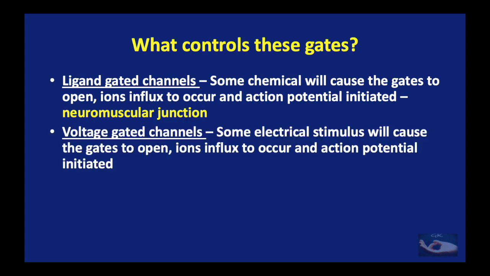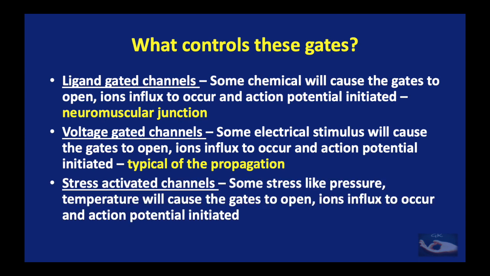Some gated channels are controlled by the electrical stimulus which causes the gates to open, ions to influx. These are called the voltage gated channels, and the best examples are the voltage gated sodium channels and the voltage gated potassium channels seen on the cell membrane, and is responsible for the propagation of the action potential in the axon. The third type of control are the stress activated channels. Stress like pressure, temperature will cause the gates to open, ions to influx and action potential to be initiated, as is seen in the sensory nerve endings.